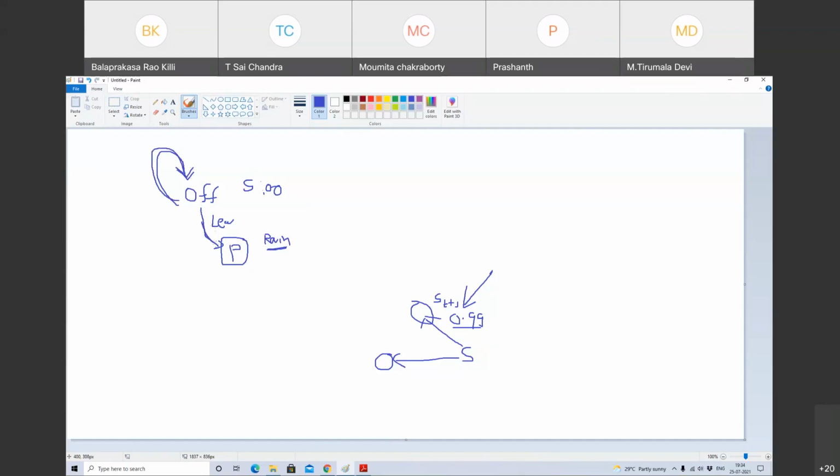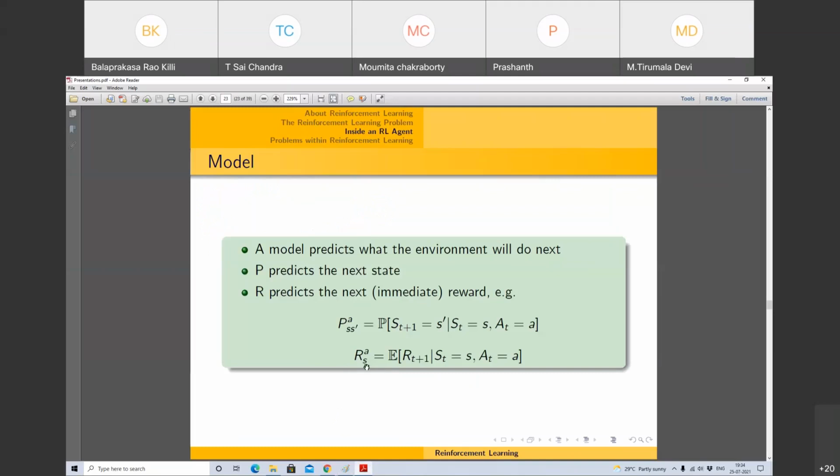Although your action is to leave, you are not reaching home. Your next state is not home. Your next state can be office also with some probability. Not negligible, 0.001, let us say. This much probability you will stay in the office only, right? That's why these transition model probabilities are coming.